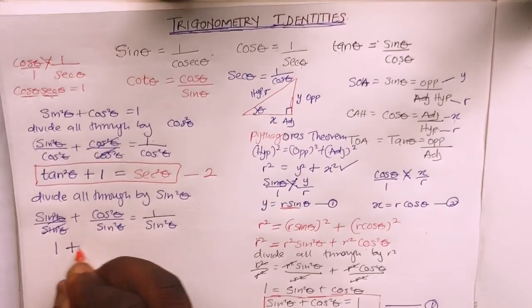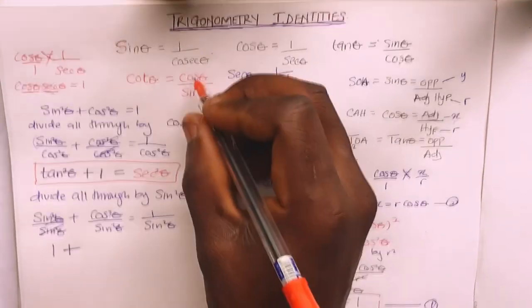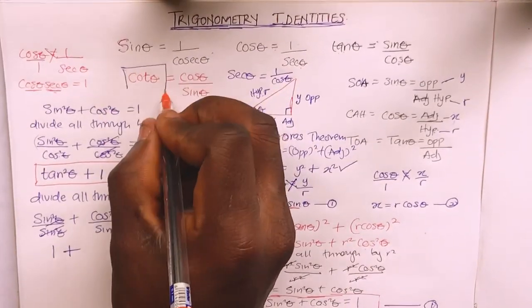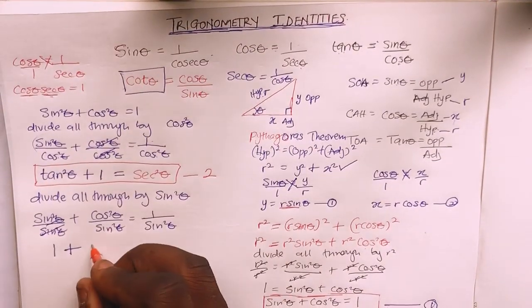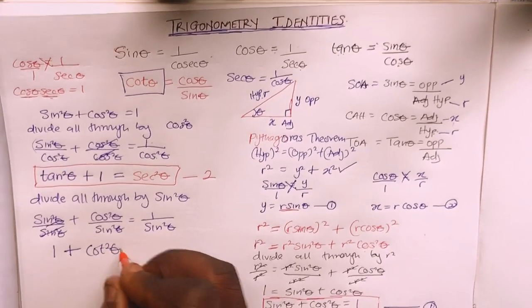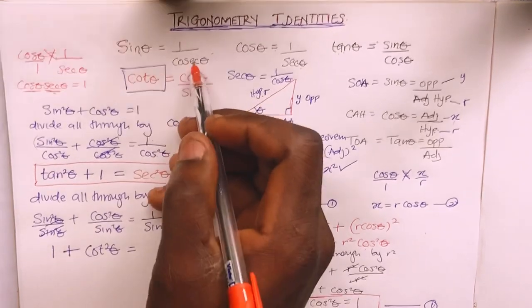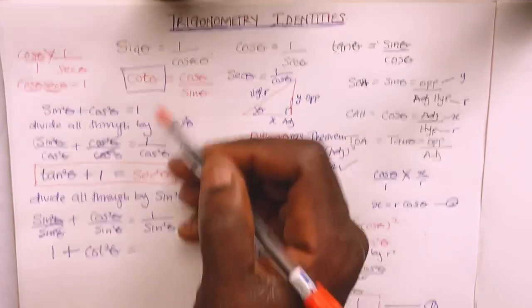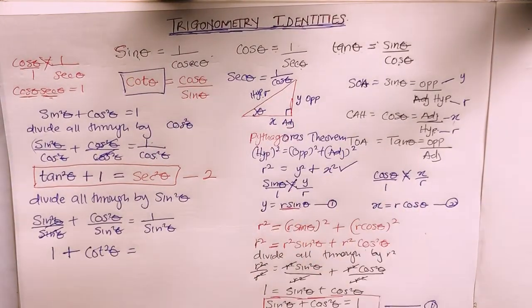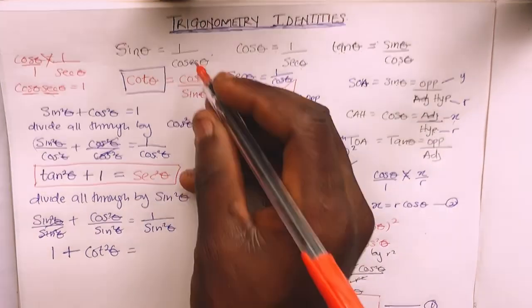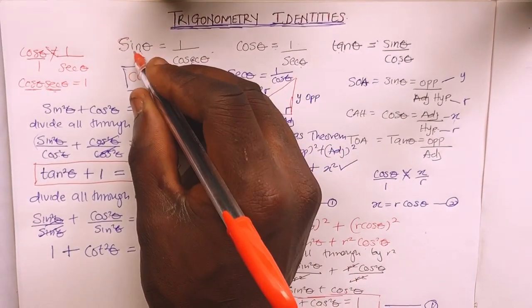I'm having 1 plus cot squared over sine squared. Cos over sine is what? Is my cot, right? This is cot. Then you are going to have cot squared theta equals to what? 1 over sine. Looking at this, sine theta equals to 1 over cosec theta. Make your cosec theta the subject from now. You're going to have cosec theta equals to 1 over what? Sine theta. That means my 1 over cosec theta, which is sine, is also the same as what?